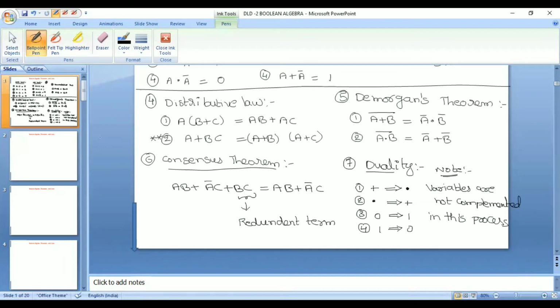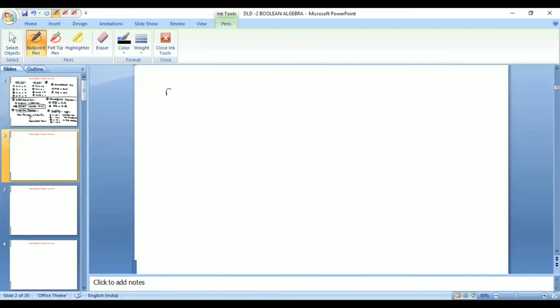Now, let us apply the duality property. We can apply the duality property to each and every law here. First, let us see the distributive law: A plus BC is equal to A plus B into A plus C. Let me write it here: A plus BC, which is equal to A plus B into A plus C.